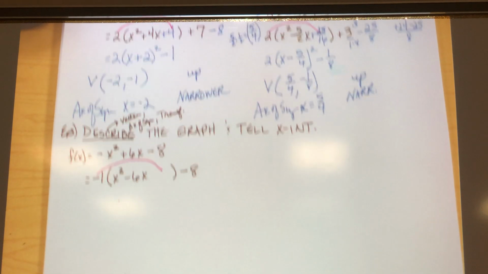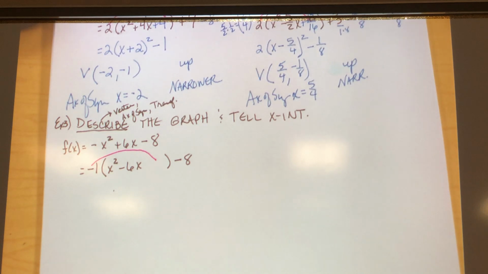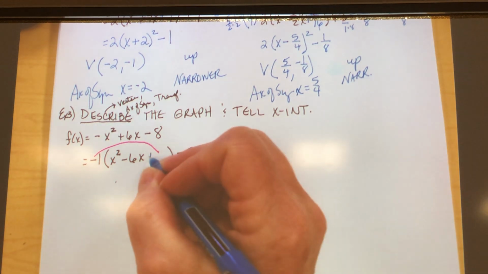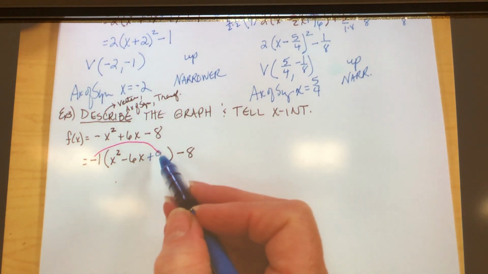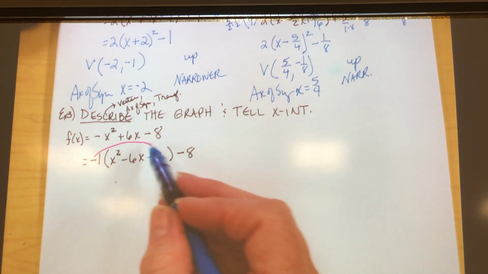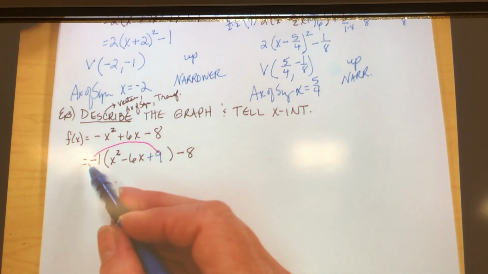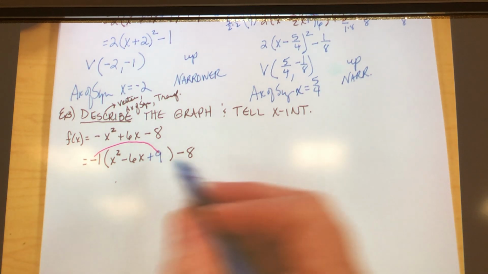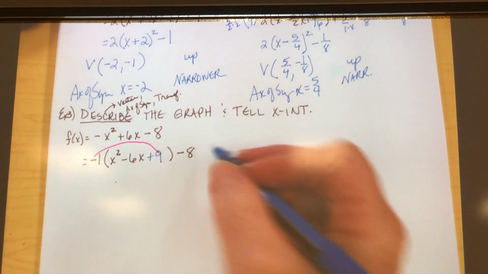All right, is everybody okay so far? Yes? All right, so it's half of 6, 3 squared. So I added 9. But did you really add 9? Minus 1. Yeah, you really subtracted 9 because negative 1 times 9 is negative 9. So what do I have to do out here to undo that negative 9? Add 9.